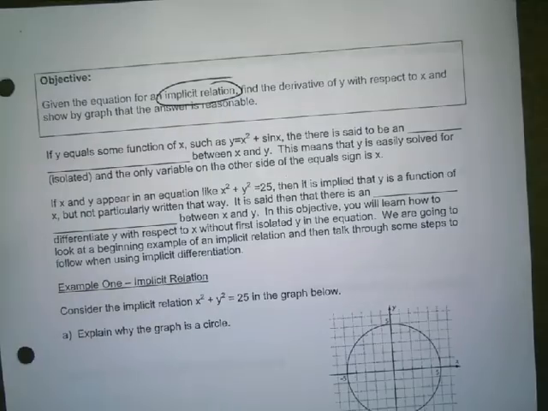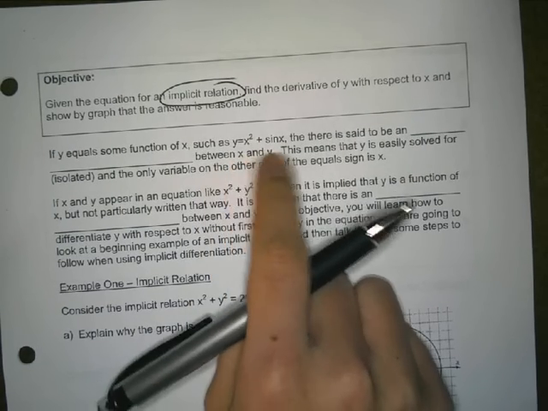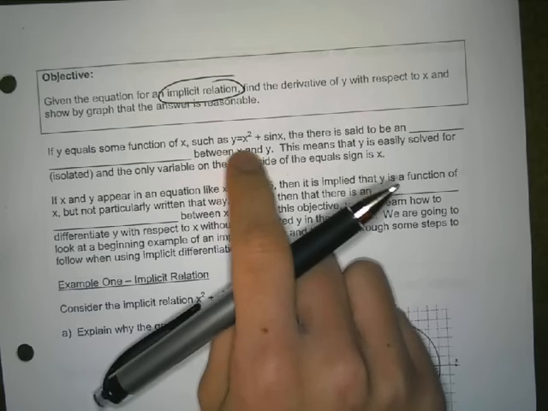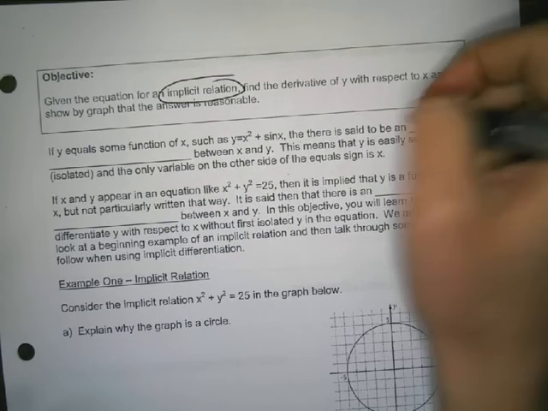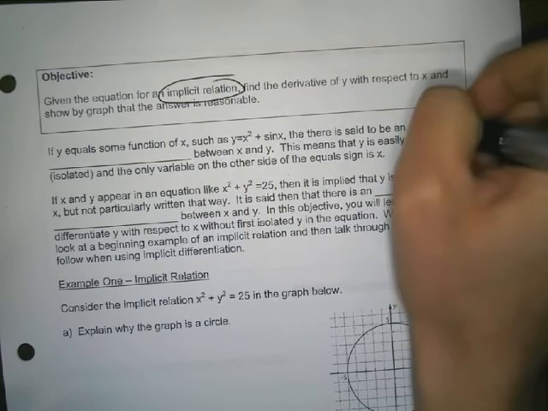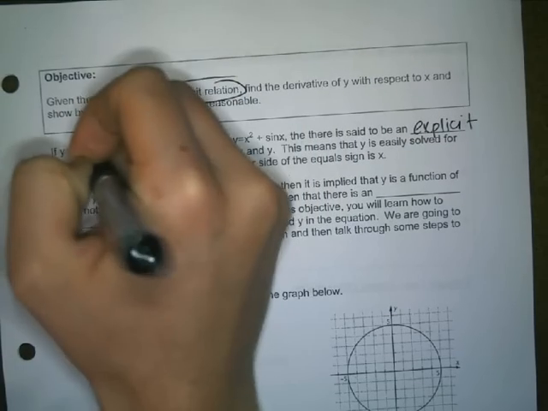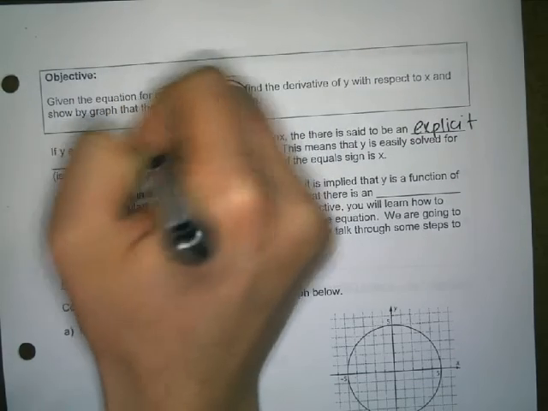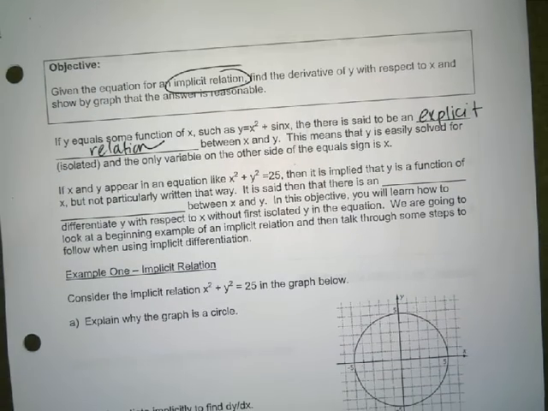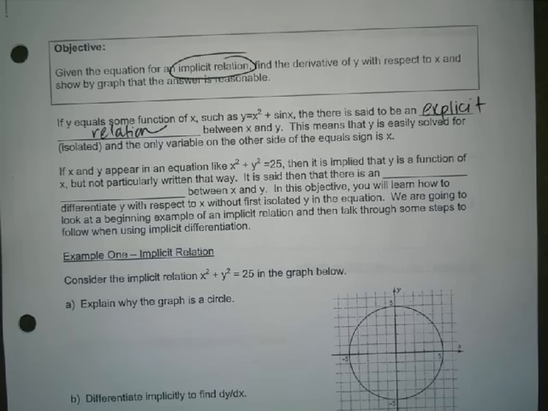This kind of differentiation that we're talking about today is called implicit differentiation. We'll talk about why it's called implicit here in a second. But if y equals some function of x, such as y equals x squared plus sin x, this is what we've been used to seeing. There is said to be an explicit relation between x and y.